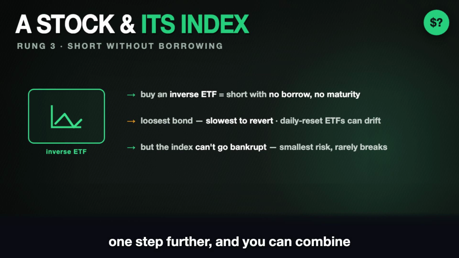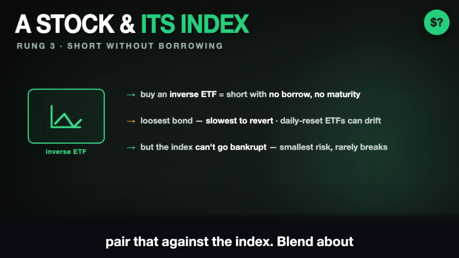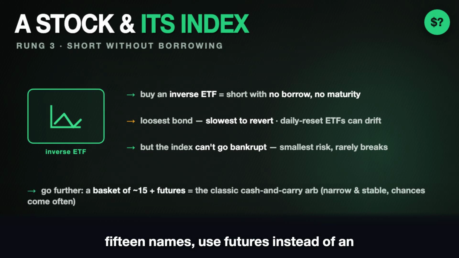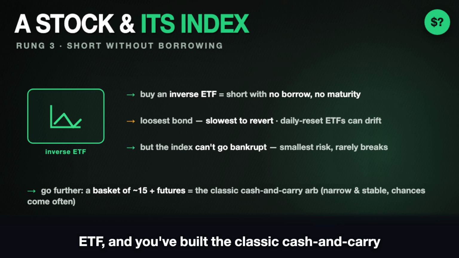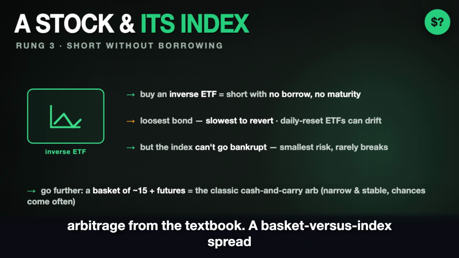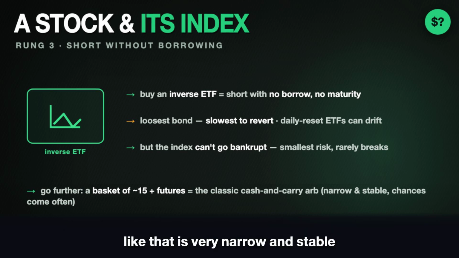Go one step further, and you can combine several large caps into a basket and pair that against the index. Blend about 15 names, use futures instead of an ETF, and you've built the classic cash and carry arbitrage from the textbook. A basket versus index spread like that is very narrow and stable. You won't make much per trade, but the chances come often.